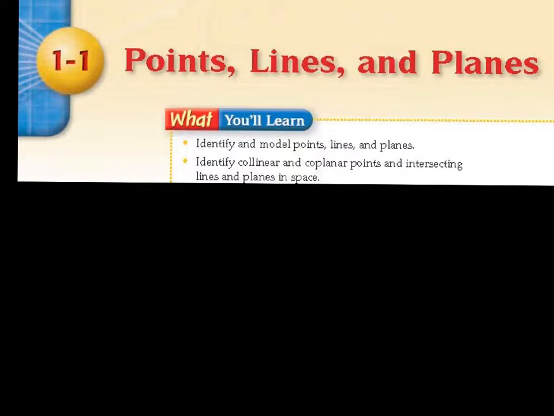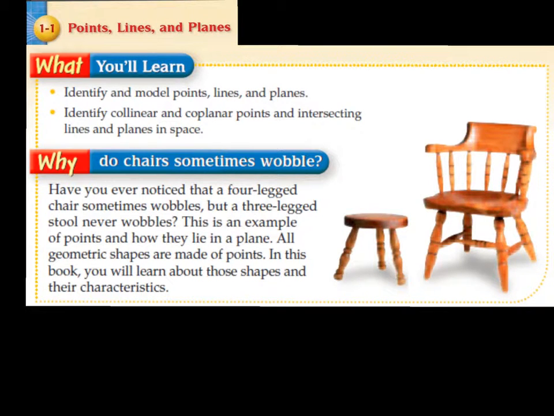Our first lesson will be on points, lines, and planes. You'll learn to identify and model points, lines, and planes, identify collinear and coplanar points, and intersecting lines and planes in space. Why do chairs sometimes wobble? Have you ever noticed that a four-legged chair sometimes wobbles, but a three-legged stool never wobbles?